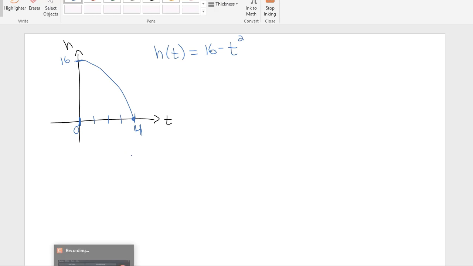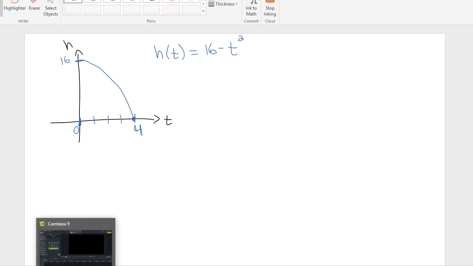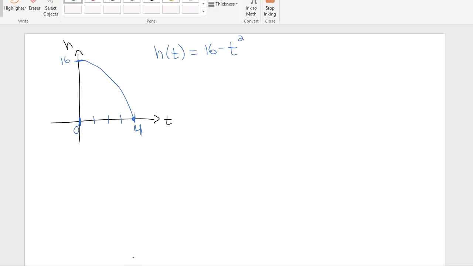So let's say what we want to do is find the velocity, or the speed, at which this object hits the ground. Let's say we're dropping a stick out of the tree, and we want to determine the speed at which the object hits the ground. So here's going to be our approach.